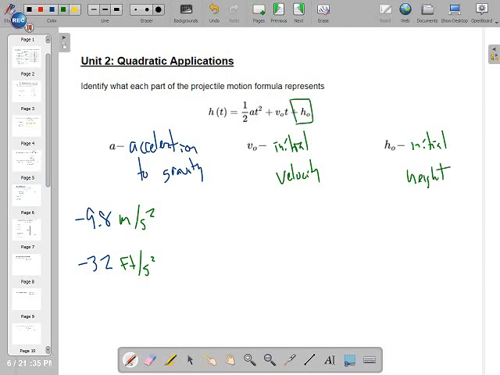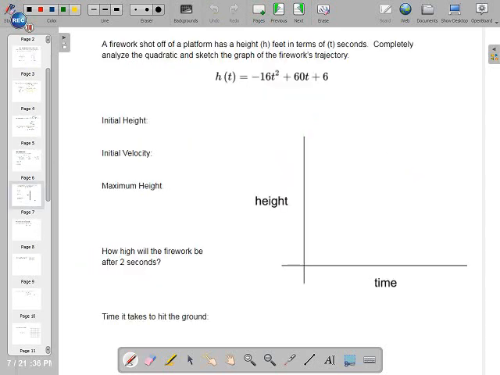So in this problem, it's the y-intercept. h sub 0 is the y-intercept, which tells you how high the object was when it was initially launched or thrown. We're going to use that now to pick some of those things off. So the initial height here in this problem is 6, and I know it's going to be in feet because 16 is half of 32. When you do half of negative 32, you get negative 16. So anytime you see that negative 16, you know you're working in feet. Initial velocity is that value right there, so that would be 60, and velocity is feet per second.